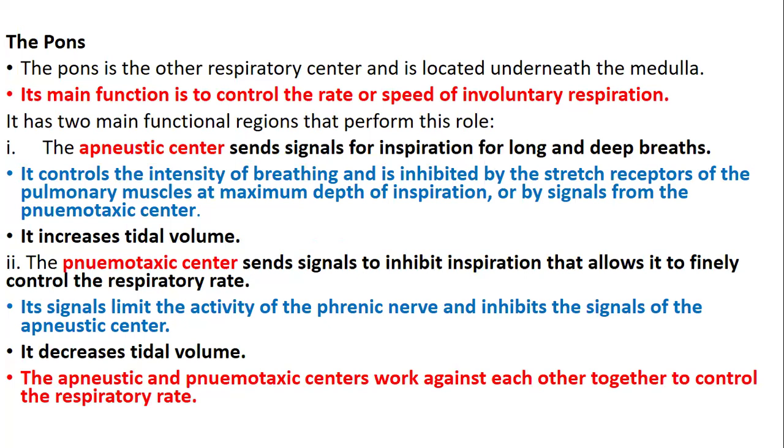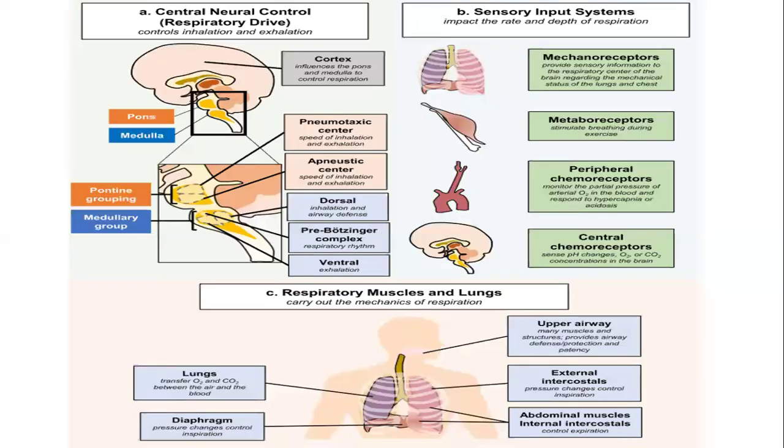So once the breathing in is adequate, the pneumotaxic center also comes in and inhibits, so that we have that fine balance. Both the apneustic and the pneumotaxic centers work against each other together to control the respiratory rate.